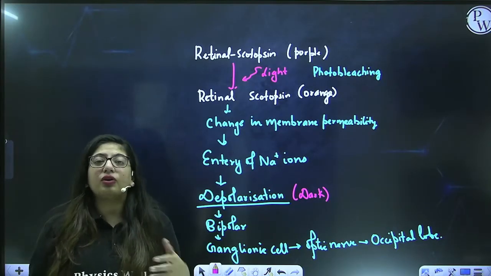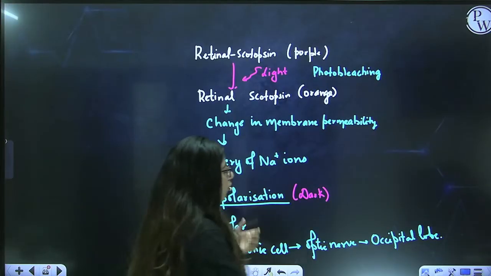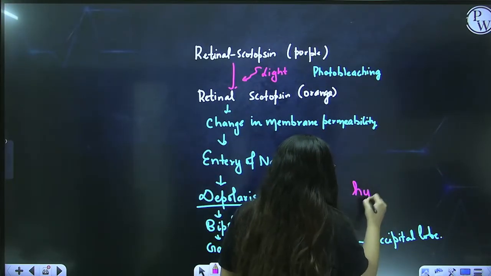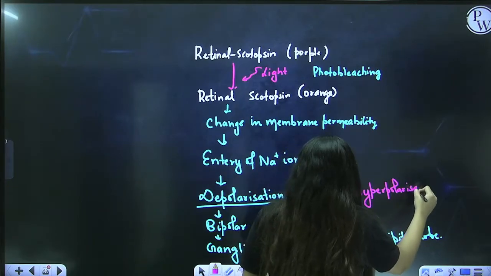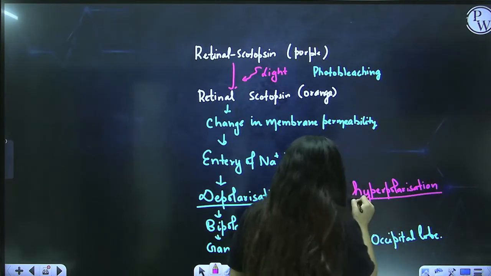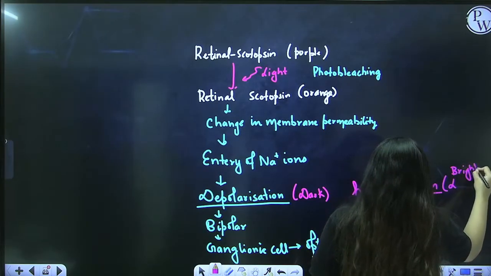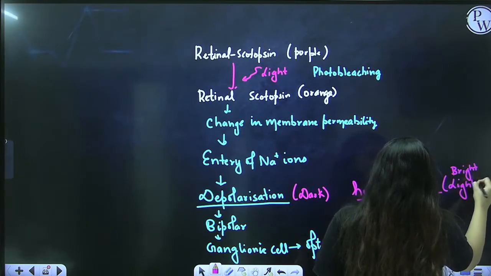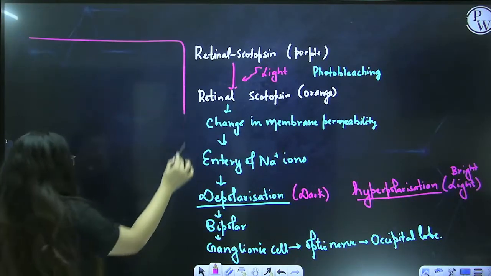Whenever you are under light, your cones are working. What are working? Cones. And cones never undergo depolarization, they undergo hyperpolarization. Okay, so whenever hyperpolarization takes place, that means we are in the bright light condition. Okay, now let's talk about cones also. So this was about rods.